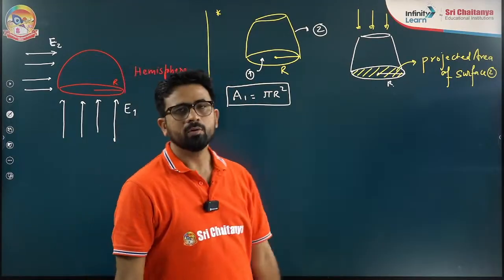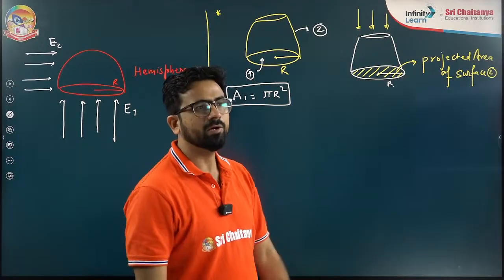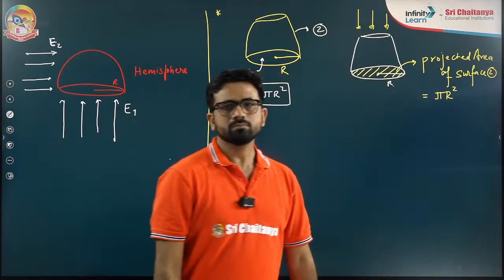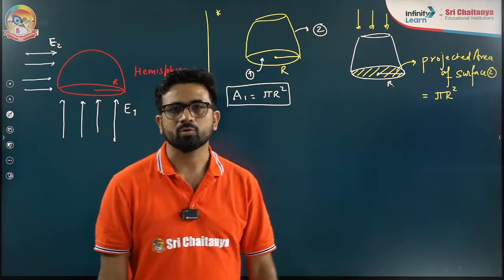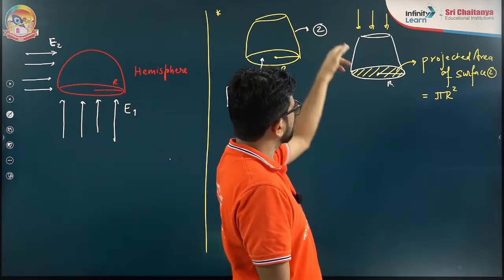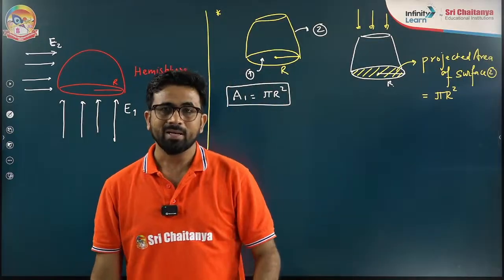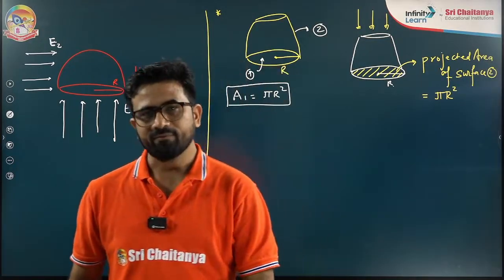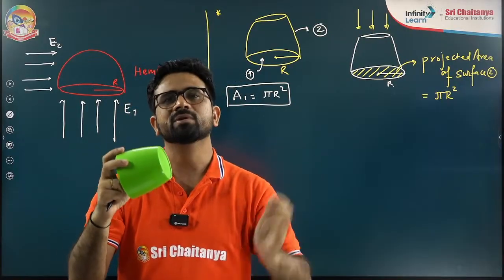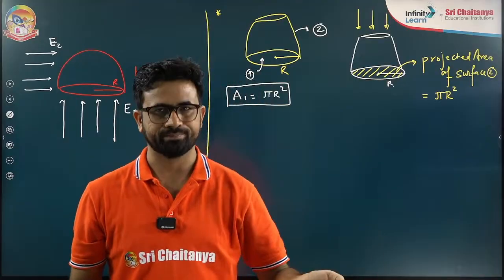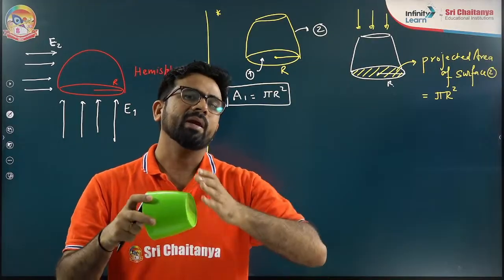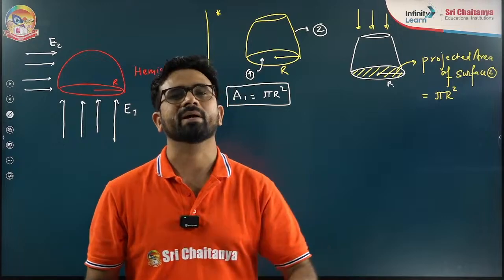And already you know, by the way, how much is the value of this projected area? This area also equals pi r square. So what you understood is, this is the A1 area, and this is your A2 projected area, that is also pi r square. That's why I was able to say that the flux entering from this side is pi r square into E, and flux exiting from this side is also pi r square into E. Entering we call negative, that is minus pi r square into E. Exiting we take as positive, that means plus pi r square into E.